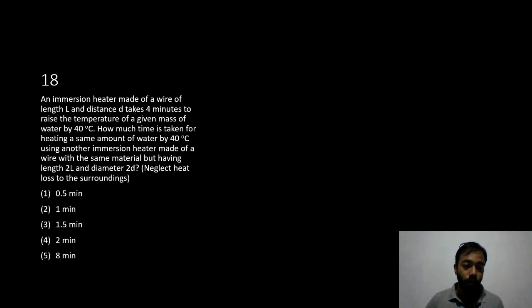So they are asking how much time is taken for heating the same amount of water by 40 degrees, up to the same temperature. This temperature difference is the same. So what is the difference here? The difference is in the wire of this immersion heater. In the first instance the length of the wire is L and the diameter is D, whereas in the second instance the length is doubled and the diameter is also doubled.